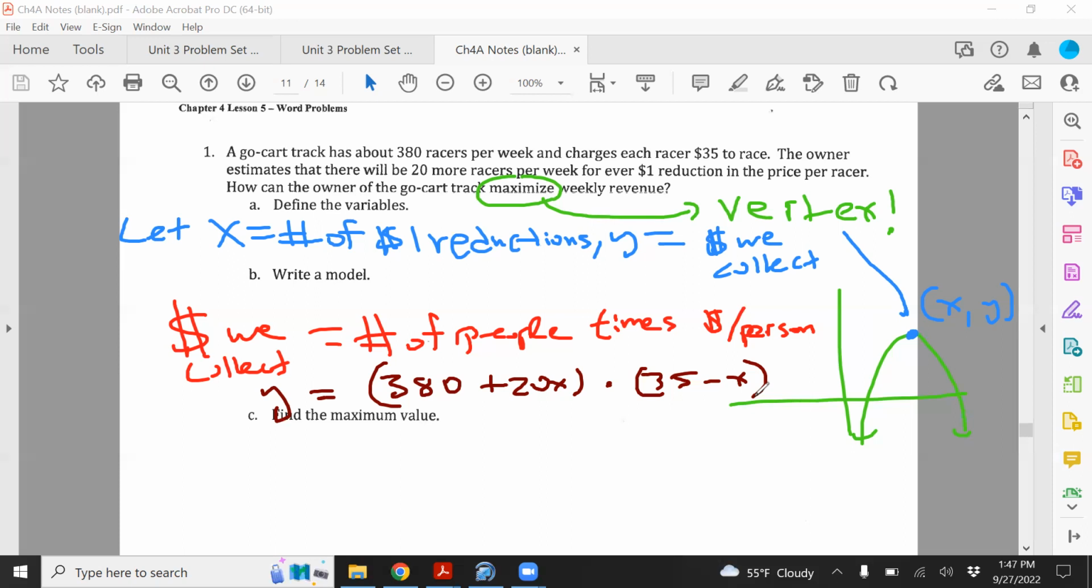34. What if I do two reductions? If I do two reductions, 40 more people arrive. 380 plus 20 times 2. And if I drop by $2, it's $33. What if I do 10 reductions? How many more people join me now? 200. 380 plus 200. And now how much am I charging if I do 10 reductions? 25. That's why this works.